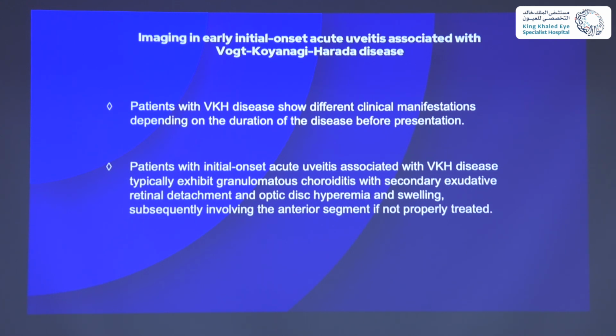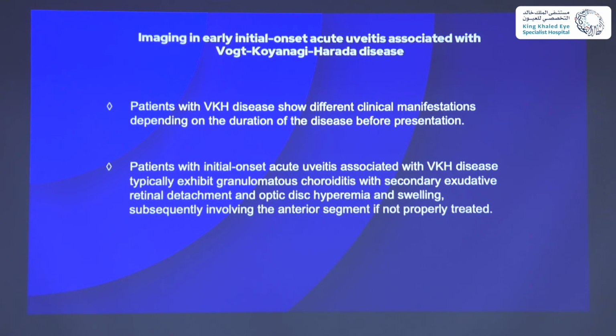Those patients who present very early, we call them the phase preceding anterior segment inflammation, because the early uveitis in VKH is confined to the posterior retina. It's granulomatous choroiditis, exudative retinal detachment, and inflamed optic nerve head. So there is optic nerve head inflammation with or without swelling. So this is the early presentation. Quiet anterior segment, clear vitreous, inflammation localized in the posterior segment.